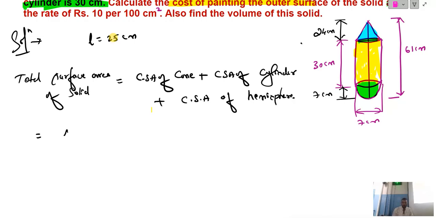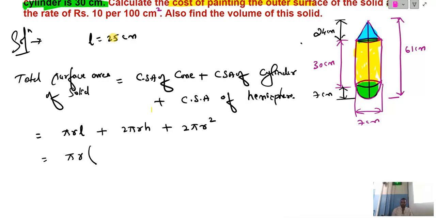Now, the curved surface area of a cone is pi R L, the curved surface area of a cylinder is 2 pi R H, and the curved surface area of a hemisphere is 2 pi R square. As we know, in all of these, pi is common, and R is common. The radius of the cone, the radius of the cylinder, and the radius of the hemisphere are all the same. So I have taken R as common.